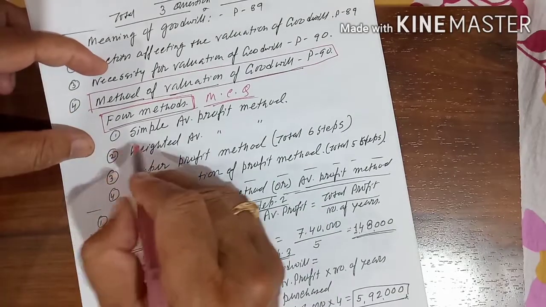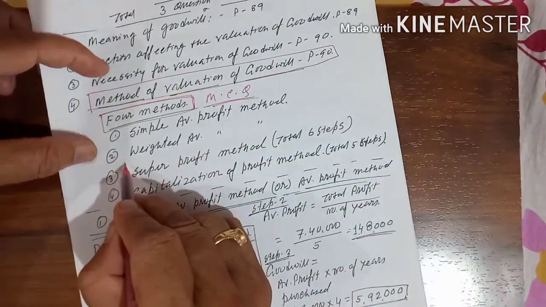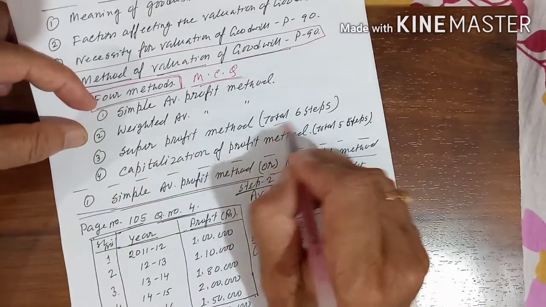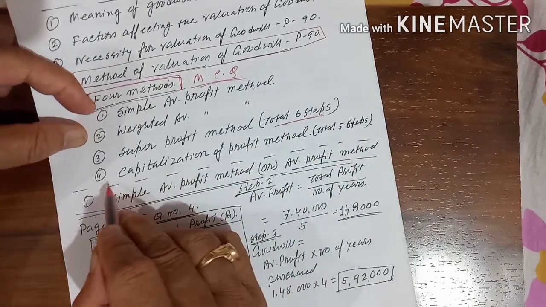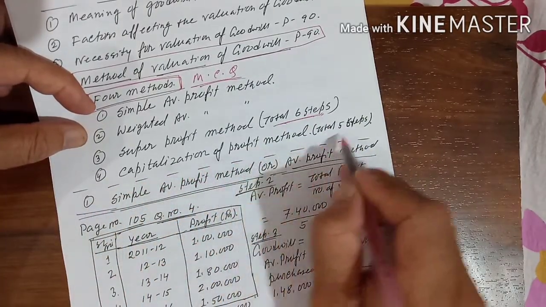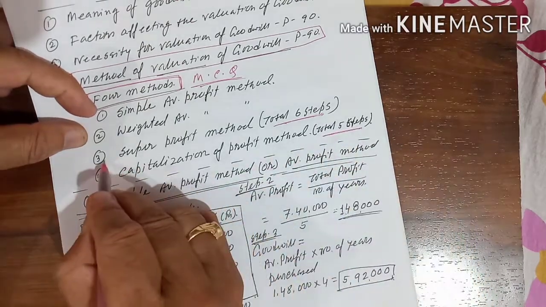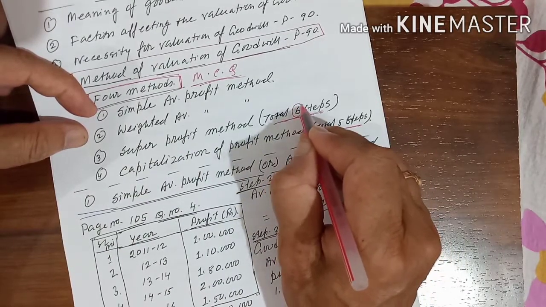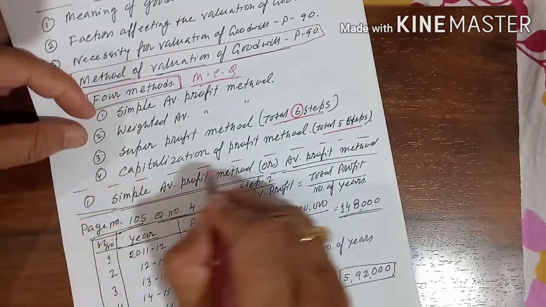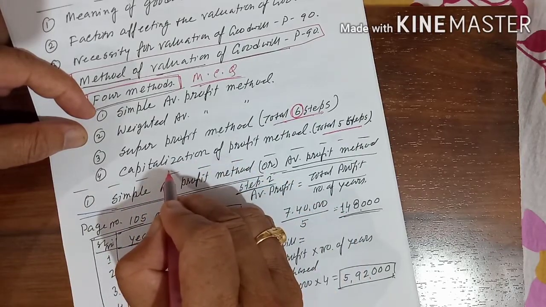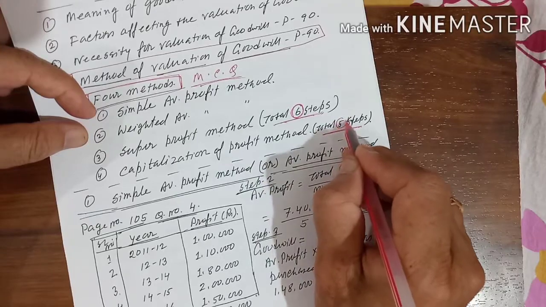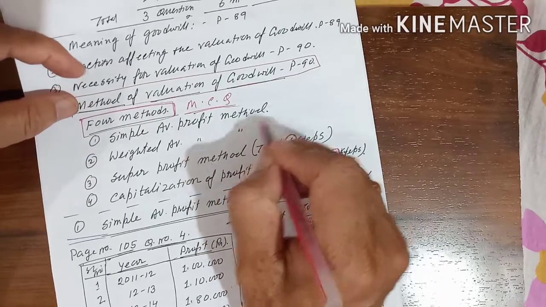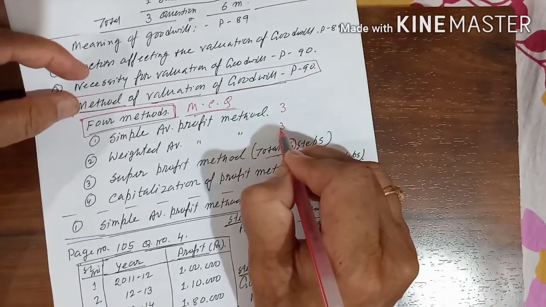Number 1, the simple average profit method. Number 2, the weighted average profit method. Number 3, the super profit method, which has 6 steps. And number 4, the capitalization of profit method, which has 5 steps. How to calculate the amount of goodwill in the super profit method? You have to remember this has 6 steps, and the fourth one, the capitalization of profit method, has 5 steps. The first one and the second one have 3 steps each.